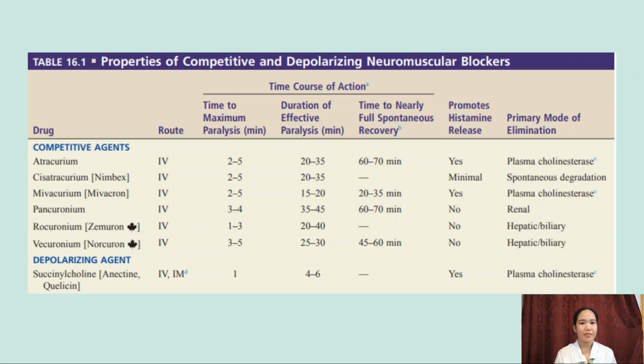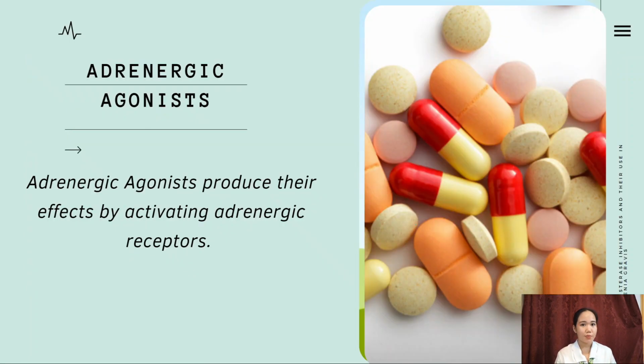So guys, next we have the adrenergic agonist. Adrenergic agonists produce their effects by activating adrenergic receptors. These drugs are used in many life-threatening conditions including cardiac arrest, shock, asthma attack, or allergic reaction. So guys, we have the chemical classification, which are the catecholamines versus non-catecholamines.